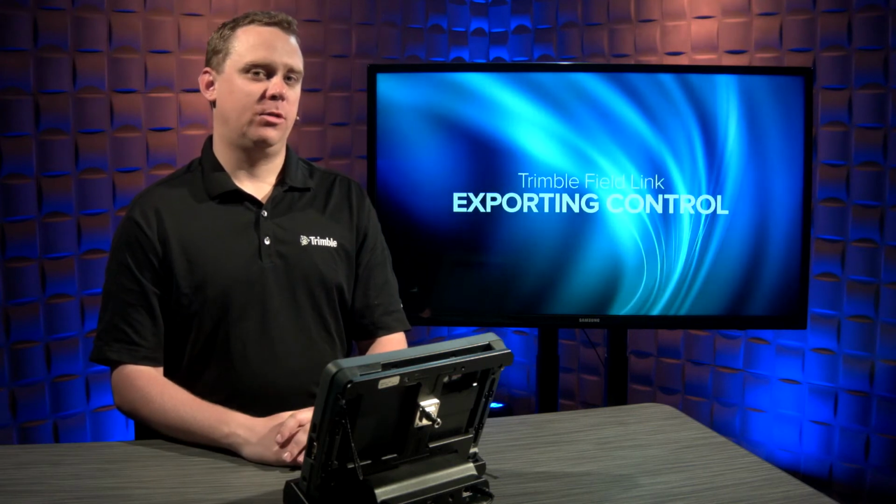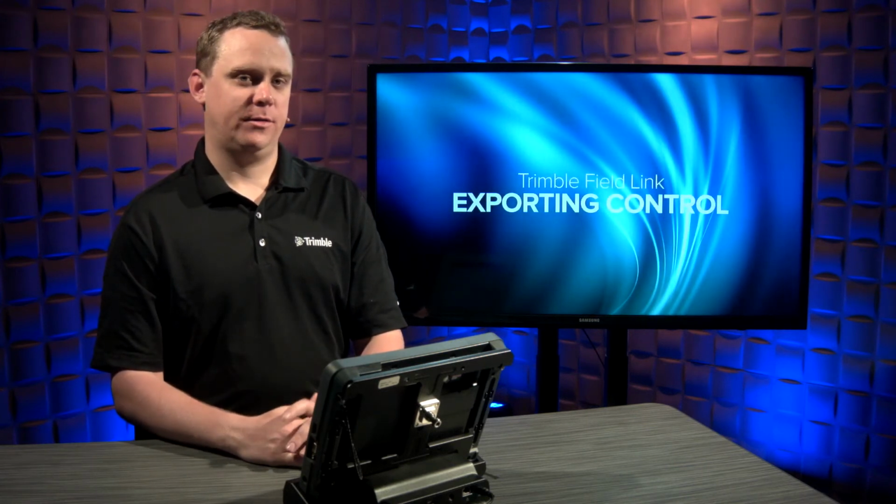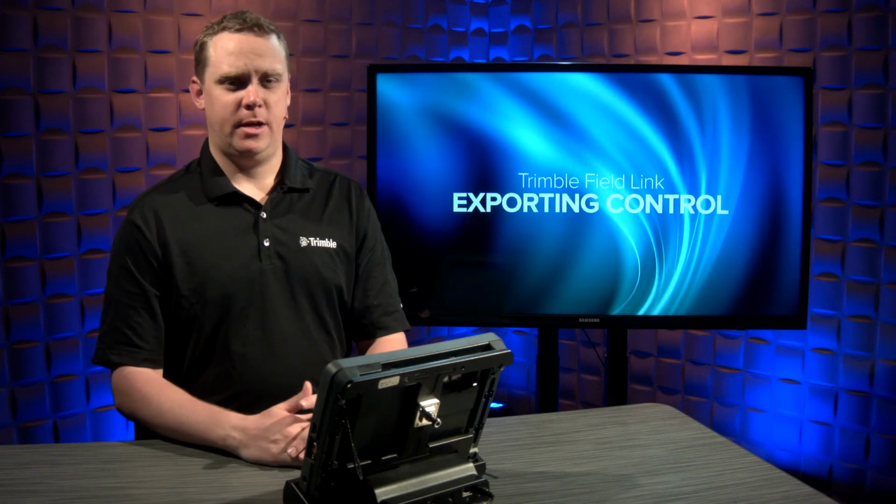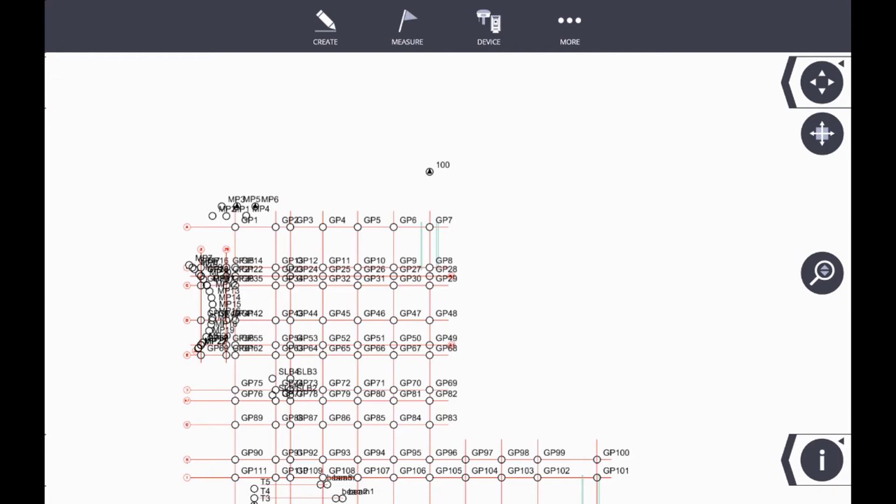We're going to look at how to label those points as control, the visual differences within Trimble FieldLink, and then how to export them as well as keying in additional control points. First, we can look on screen here and look at how the control points are labeled within Trimble FieldLink.